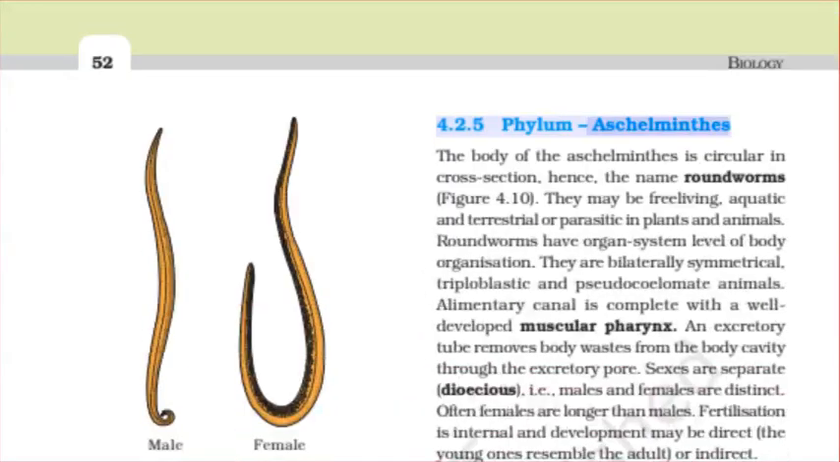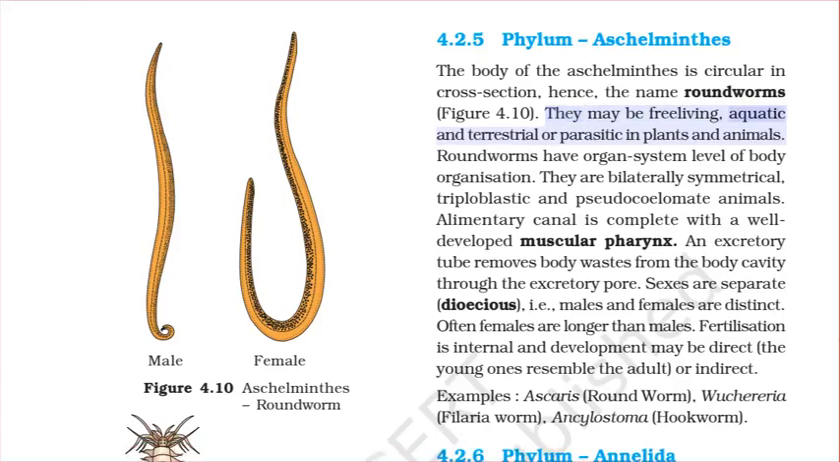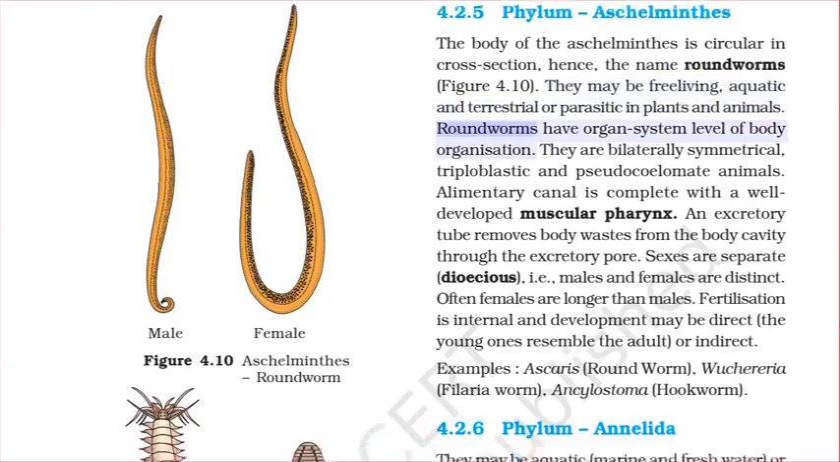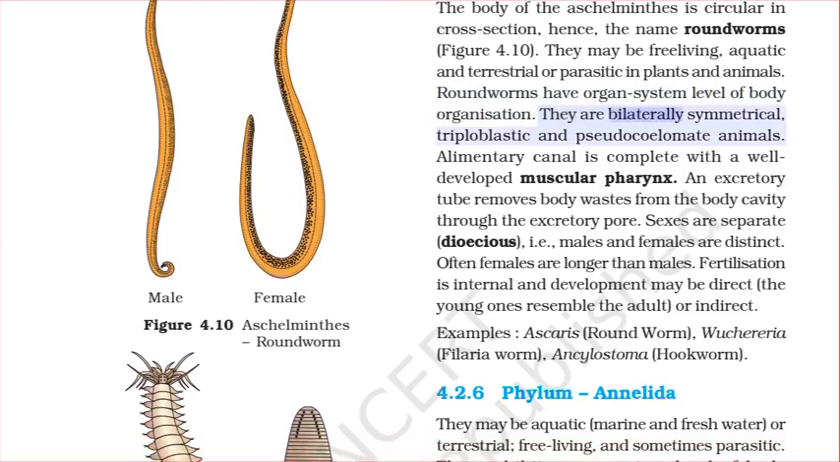4.2.5 Phylum Aschelminthes. The body of the Aschelminthes is circular in cross-section, hence the name roundworms, Figure 4.10. They may be free-living, aquatic and terrestrial, or parasitic in plants and animals. Roundworms have organ system level of body organization. They are bilaterally symmetrical, triploblastic, and pseudocoelomate animals.